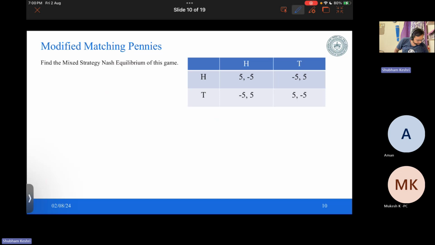So this is a game. This is the matching pennies game, and I have modified the values. Same game. So instead of 1, I have just replaced it by a value 5. And why I have done it, because this is one of your assignment problems. I cannot solve the same assignment problem, and that is why I have modified the values.